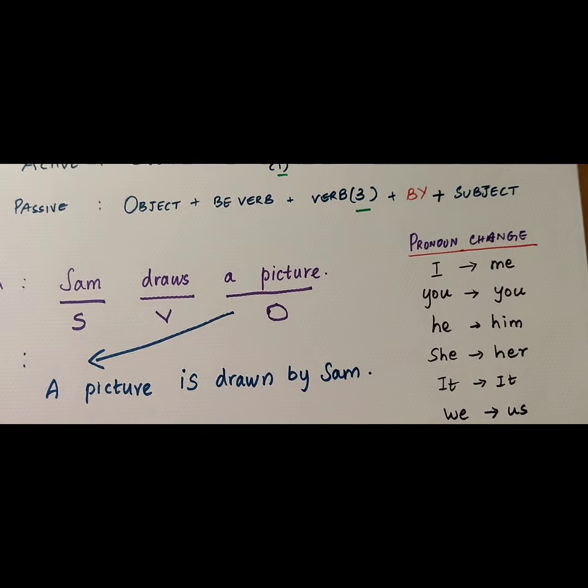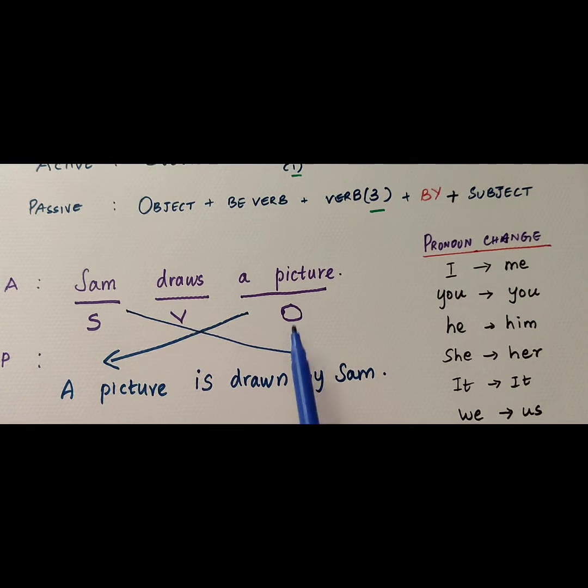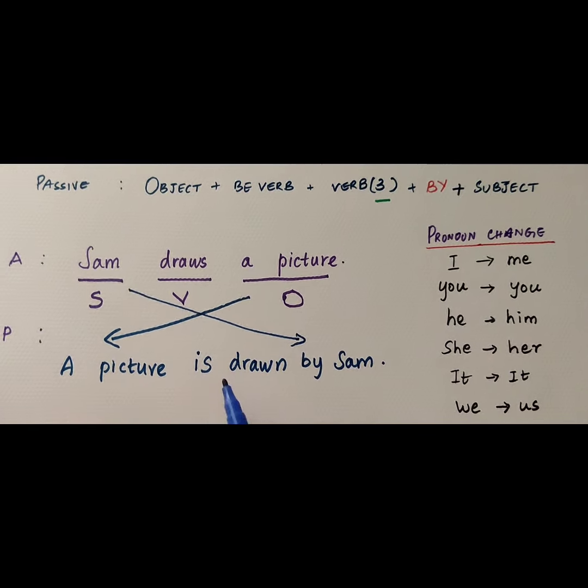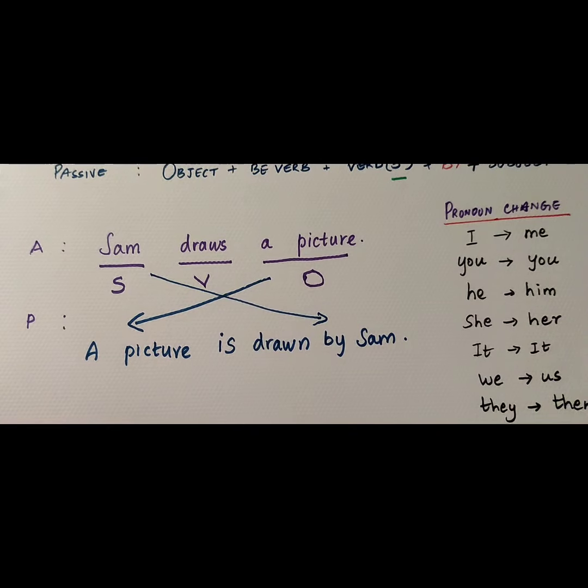So the rule for passive is swap the object to the subject's place. Here is or am will come, based on singular or not. Then third form of the verb, add by and add subject as it is if it is a name, otherwise add the appropriate pronoun. Okay, so we have seen an example of simple present tense and we have seen the steps.